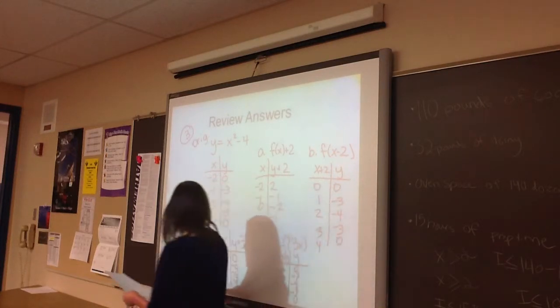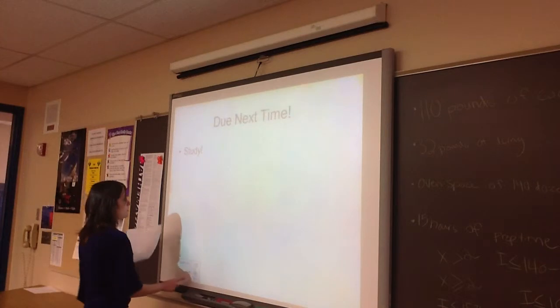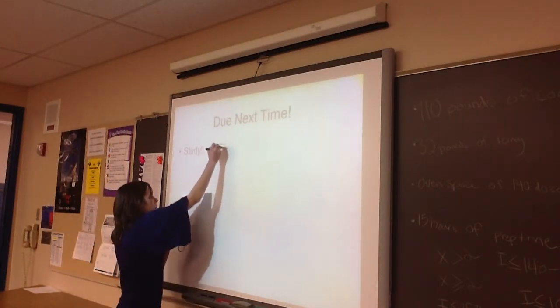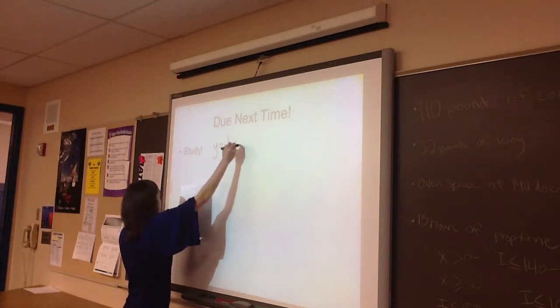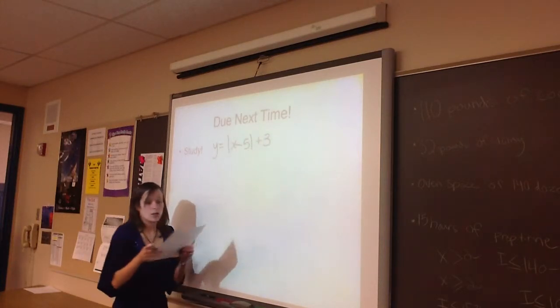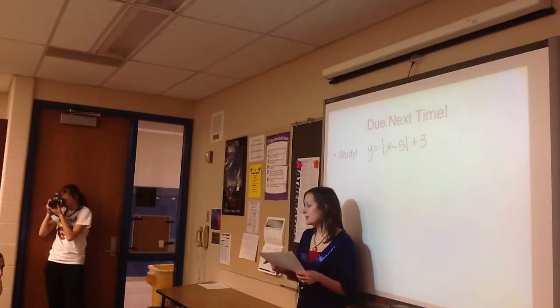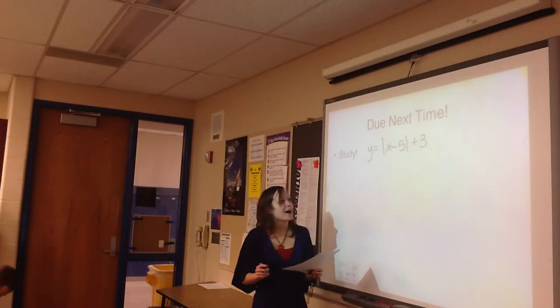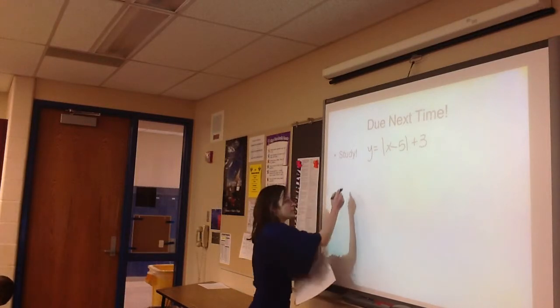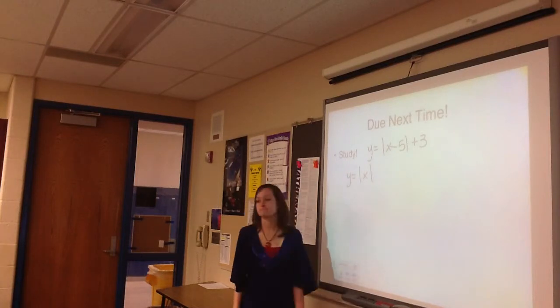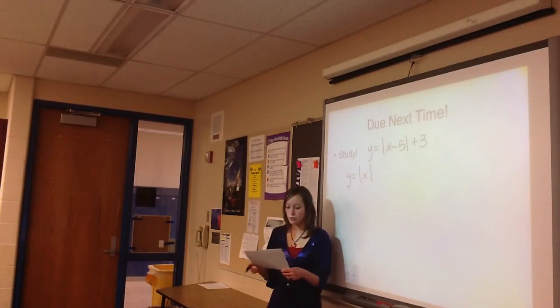All right. So those are also going along with our transformations. So we have y equals the absolute value of x minus 5 plus 3. So for here, our original is going to be y equals the absolute value of x on numbers 1 and 2.